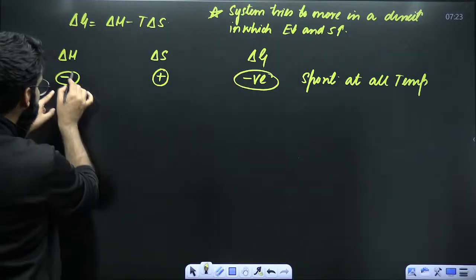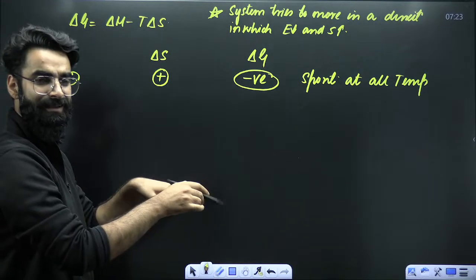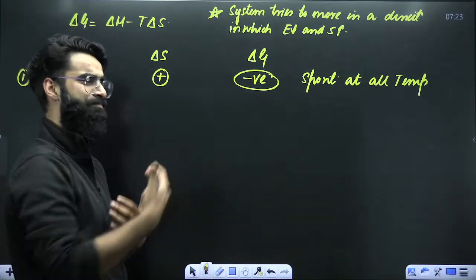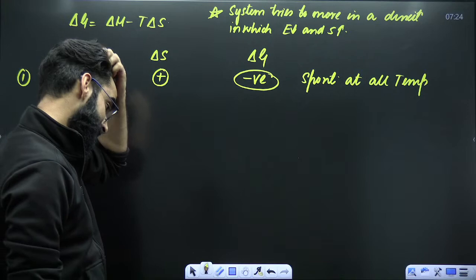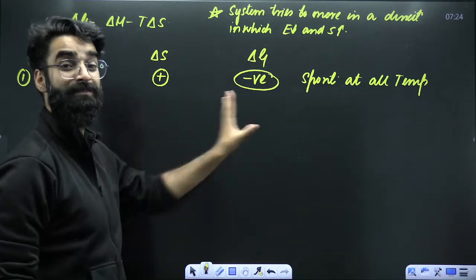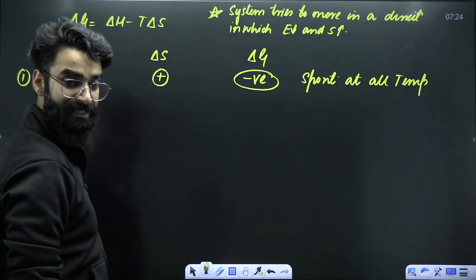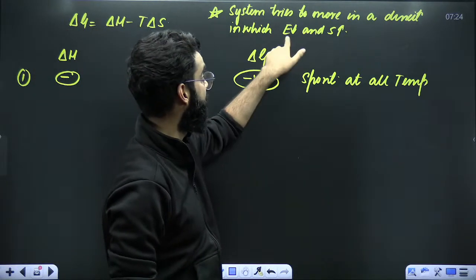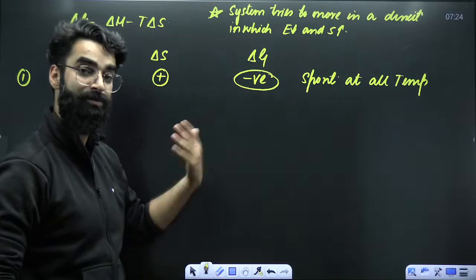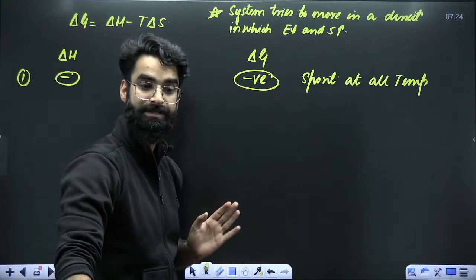Now guys, delta H is negative, so energy is released. If energy is released by the system, energy possessed by the system decreases with time. So energy is being decreased. Now similarly, delta S is positive, so entropy of the system is increasing. So energy of the system is decreasing, entropy of the system is increasing. So both the things are favorable here. So automatically the process is going to be spontaneous.